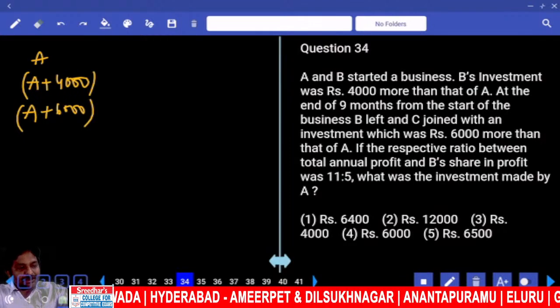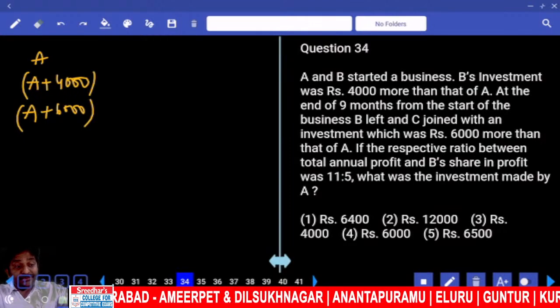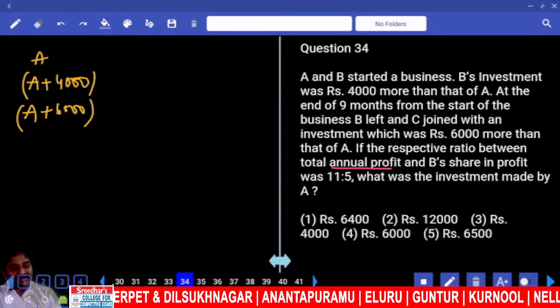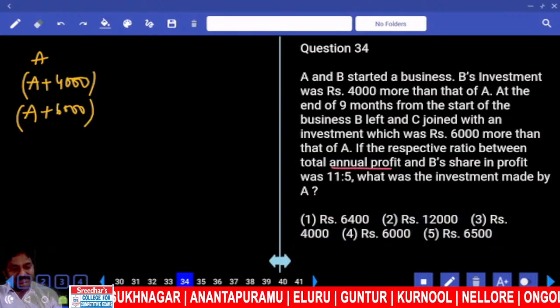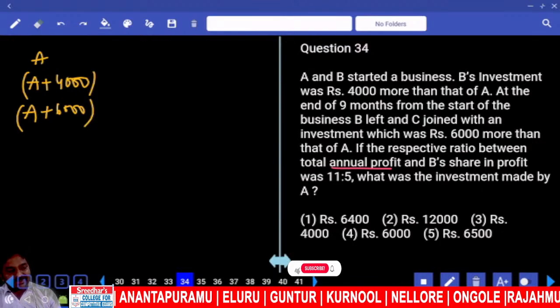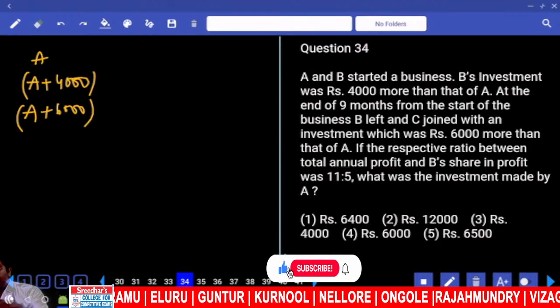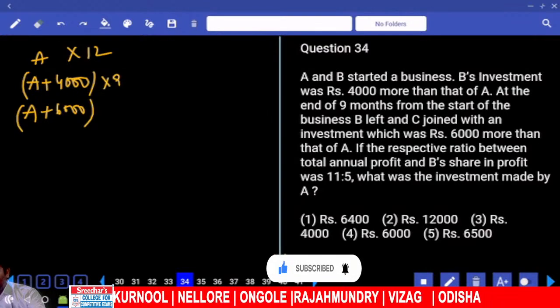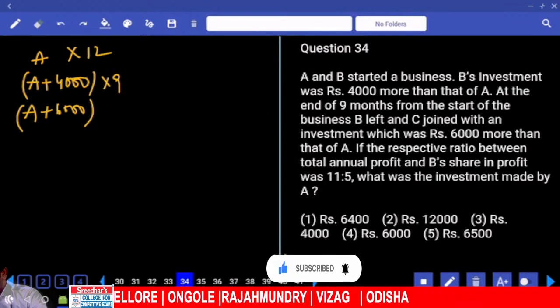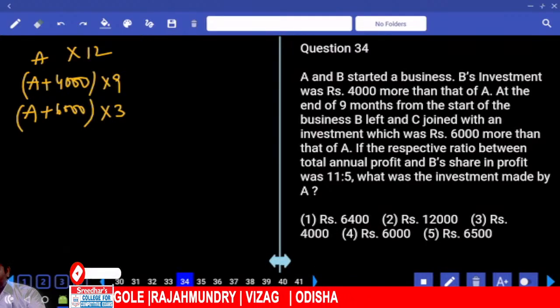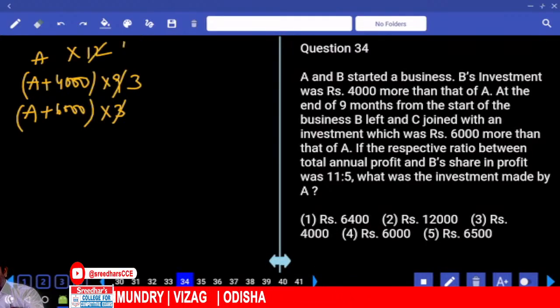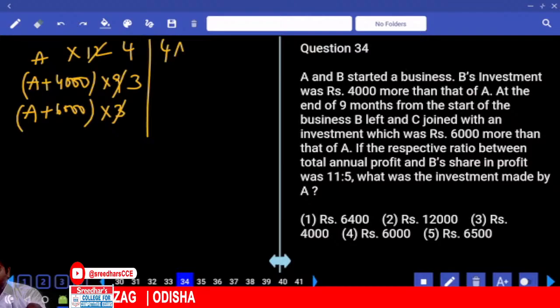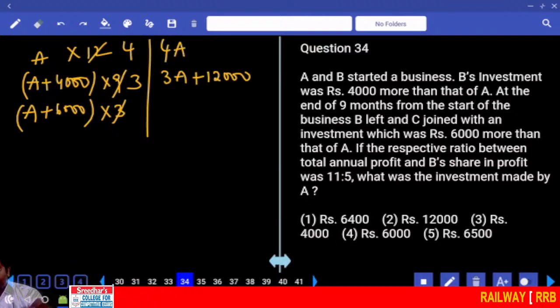If the respective ratio between the total annual profit and B's share in profit was 11:5, what was the investment made by A? Business happened for 12 months. B left after 9 months. At the same time C joined. C will be there for 3 months. 3 times 4, 4A. 3A plus 12,000.